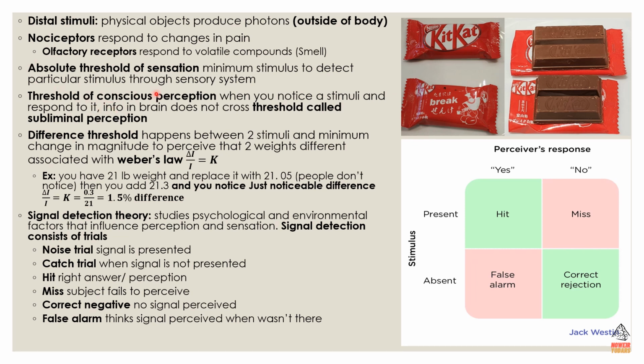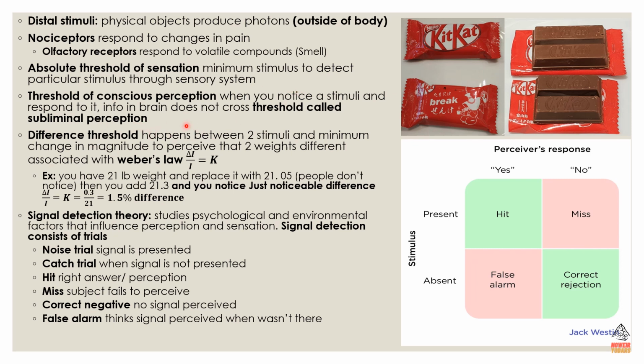Next, you have absolute threshold of sensation. So that's the minimum stimulus needed to detect a particular stimulus through the sensory system. So it's basically the minimum kind of stimulus that triggers the sensory system.